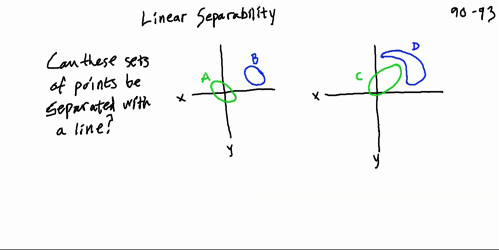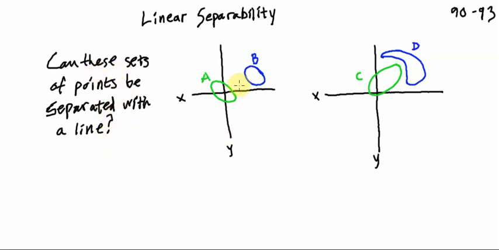Okay, hello everyone. We are now going to talk about linear separability, a concept that is important in perceptrons and machine learning in general because it allows these systems to classify things by separating them into one group or another. So the question right now is, can these sets of points be separated with a line?